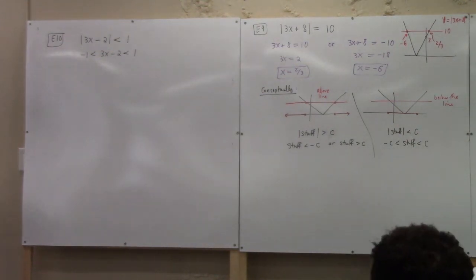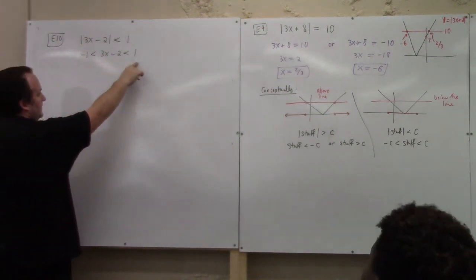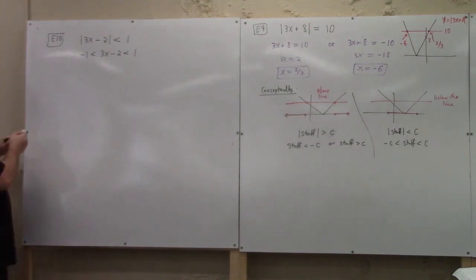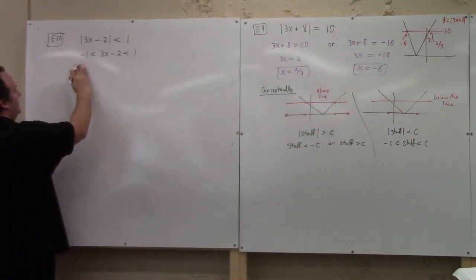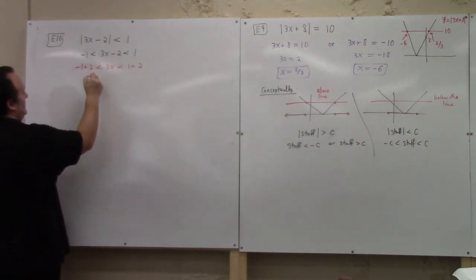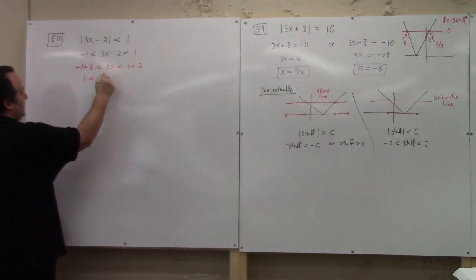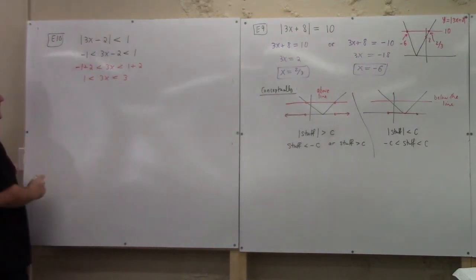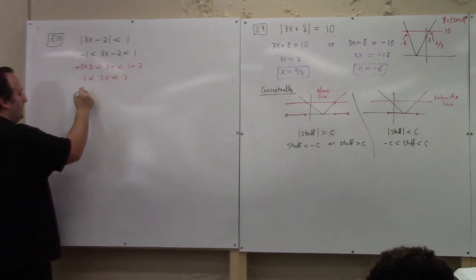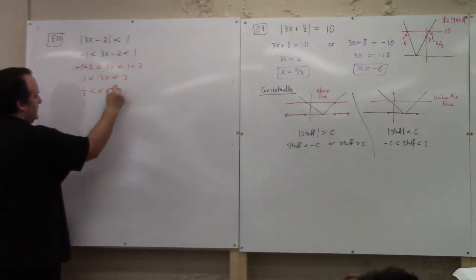And so then how do you solve something like this? Add 2 across it, right? Add 2. So we got minus 1 plus 2 less than 3x less than 1 plus 2, which is to say 1 less than 3x less than 3. And then what? Trying to isolate x, right? Divide by 3. So we've got 1/3 less than x less than 1.